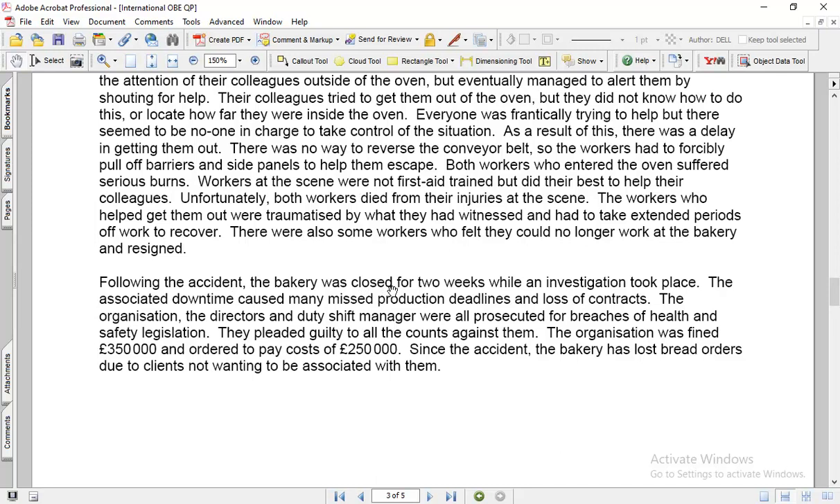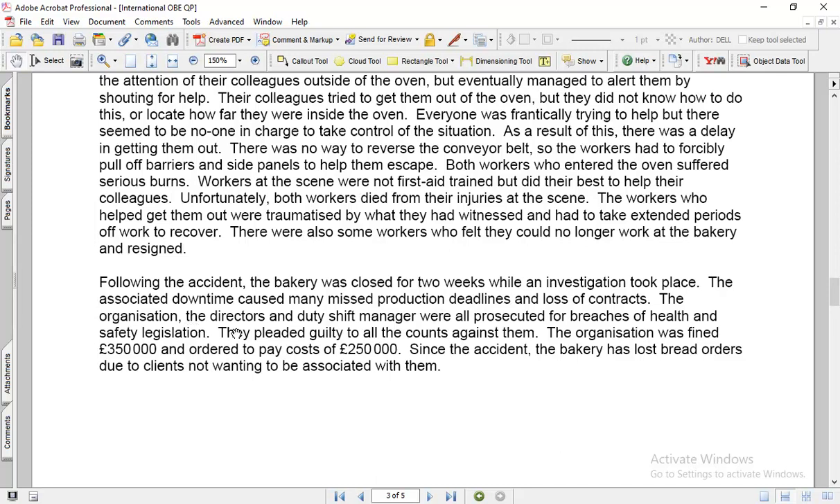Following the accident, the bakery was closed for 2 weeks while an investigation took place. Now we will discuss the consequences of the accident. The associated downtime caused many missed production deadlines and loss of contracts. Because of this 2 weeks closure, they lost production deadlines and they lost contracts.